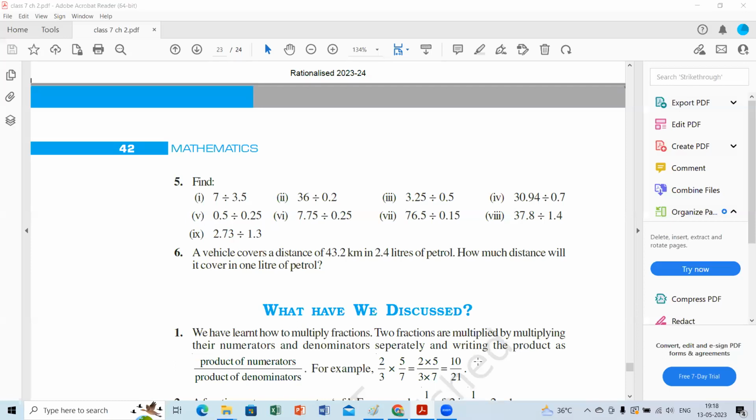Ninth one. Yes, absolutely correct, Anubhav. All the bits were given first by Anubhav. All the correct answers given by Anubhav.